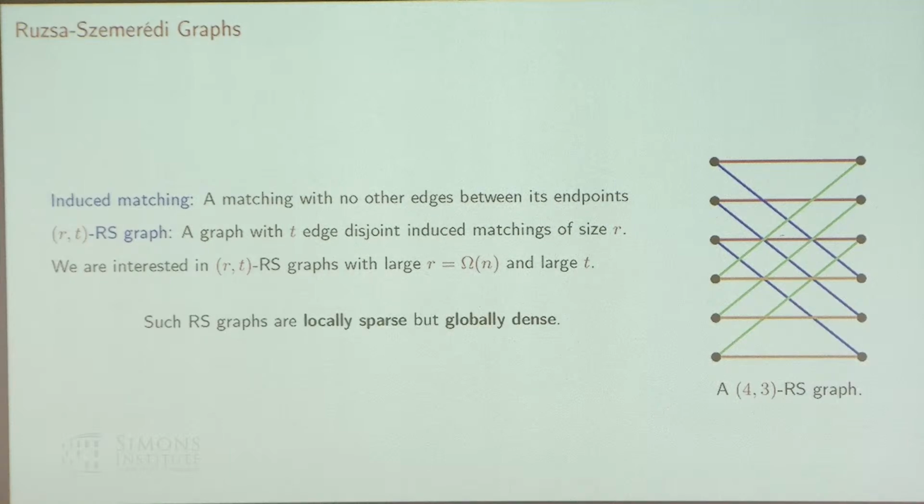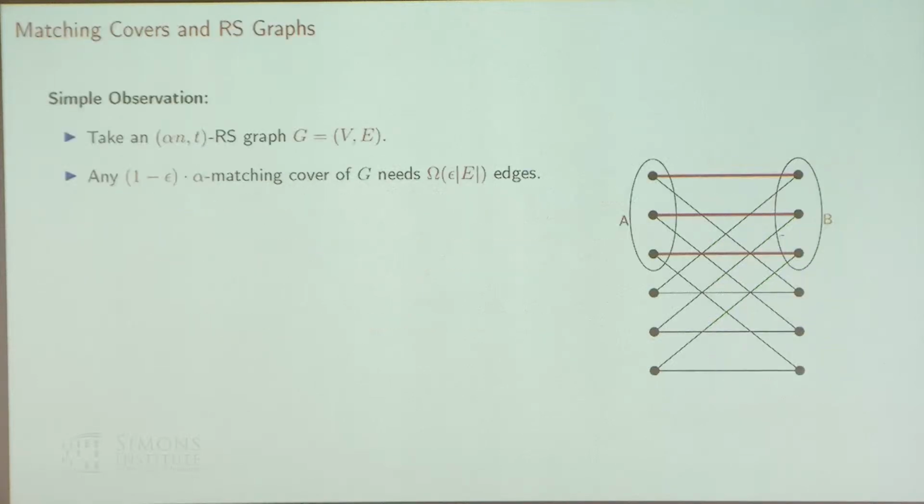Intuitively, such RS graphs are locally sparse, because if you take any one of these induced matchings, it's very sparse locally. There's no other edge inside. But if you look at them globally, it's very dense. At least if we can achieve high values of T, it's going to be a really dense graph globally. OK, so why are RS graphs connected to matching covers?